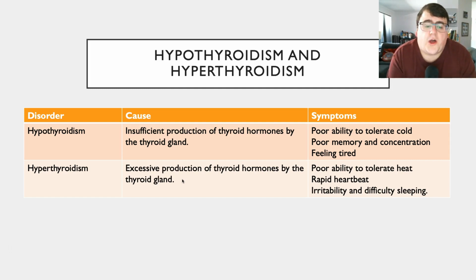Whereas hyperthyroidism is too much. We have excessive production of thyroid hormones by the thyroid gland. This leads to poor ability to tolerate heat because your body is just constantly going through cellular respiration, producing more heat, so you're constantly feeling hot. You've got a rapid heartbeat, you're very irritable, and you have difficulty sleeping.